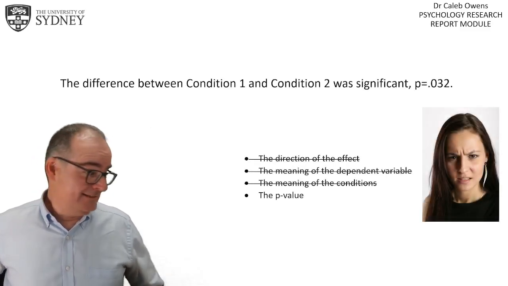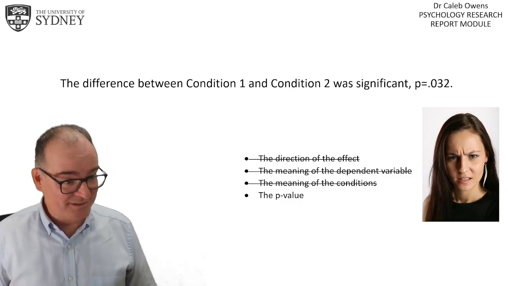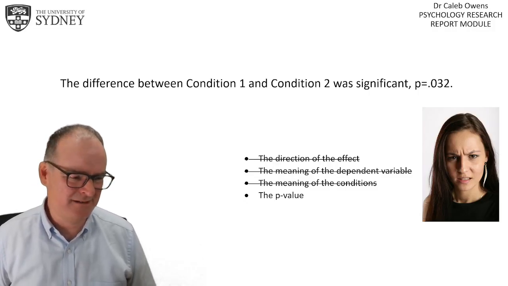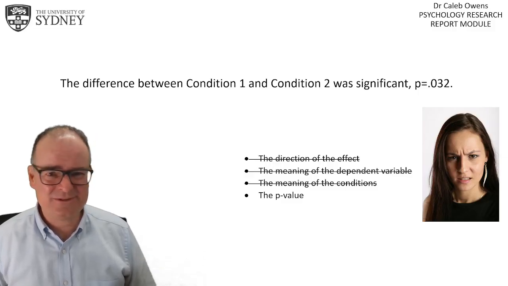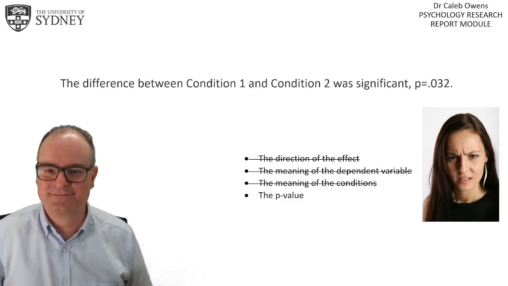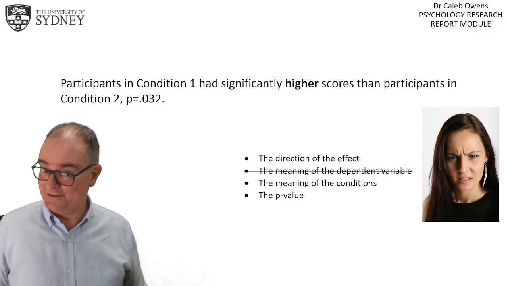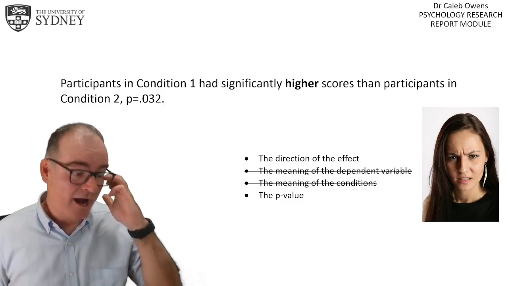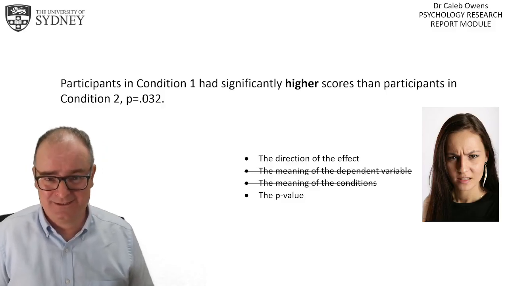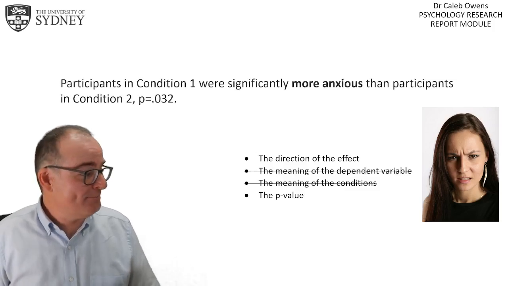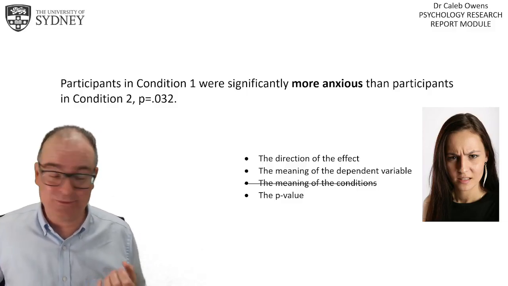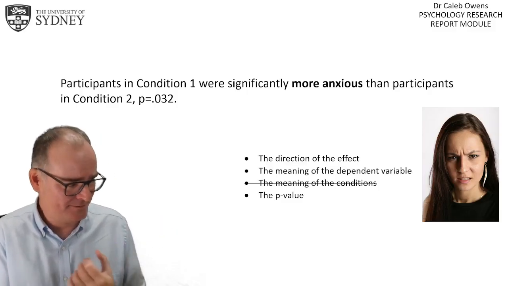So let's start. The difference between condition 1 and condition 2 was significant. It's not a terrible start, 0.032, but I've got that woman scowling at you because, what direction was the effect? What does that mean? Well, yeah, it's not enough. So, okay, let's add a bit more information. The direction of the effect, participants in condition 1 had significantly higher scores than participants in condition 2. We're getting there. That's the direction of the effect. But yeah, she's still scowling at us. Participants in condition 1 were significantly more anxious. We've got the meaning of the dependent variable. That's excellent. They're more anxious than participants in condition 2.